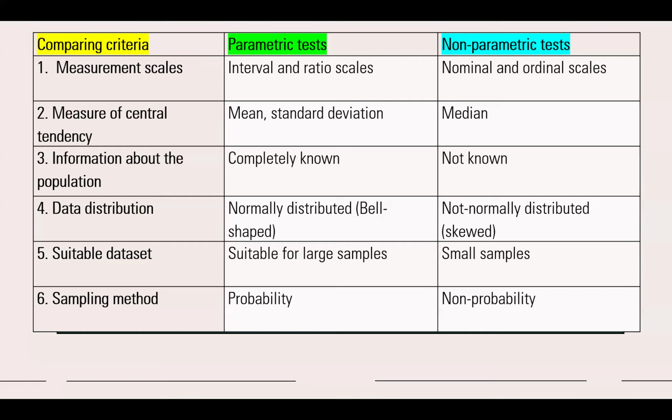For some sampling techniques, if you collected your data set with a probability sampling like random sampling, like stratified sampling, then it's better for you to apply parametric tests. But if you use non-probability sampling like snowballing and convenience sampling techniques, then it is good you use non-parametric tests.